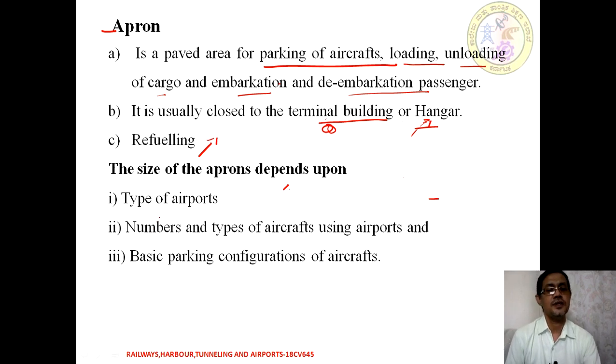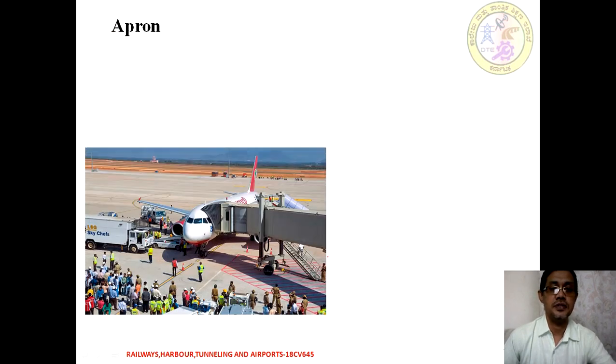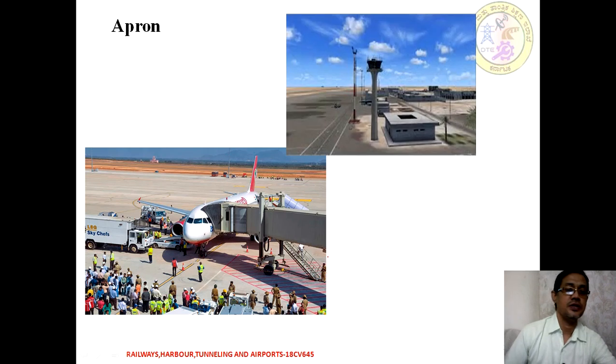Then how are the sizes of aprons going to depend? It depends upon the type of airport, that is, domestic or international. So depending upon the airport, then the number and types of aircraft being used, then the parking configuration, how we provide it, is taken care of in the design of an apron.